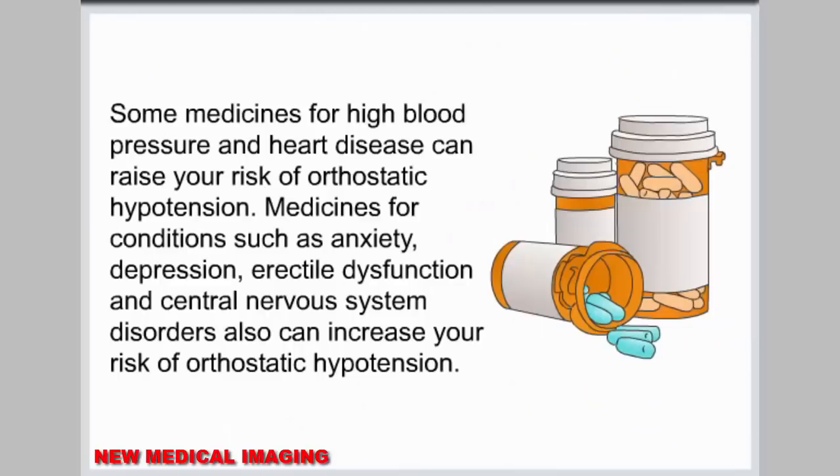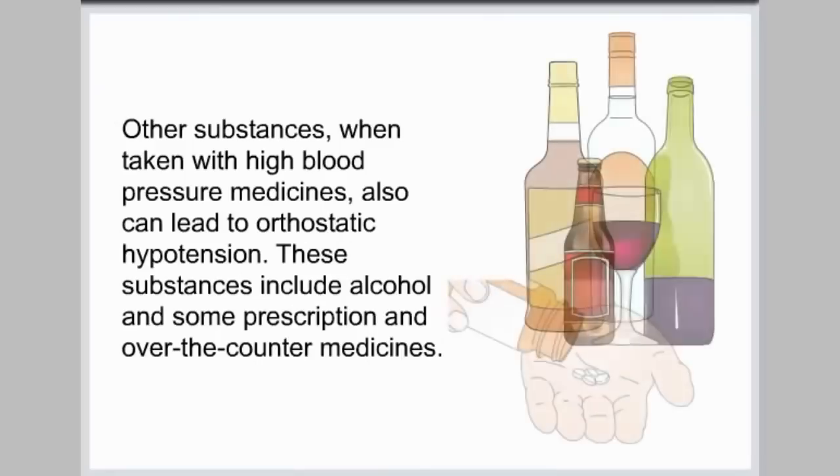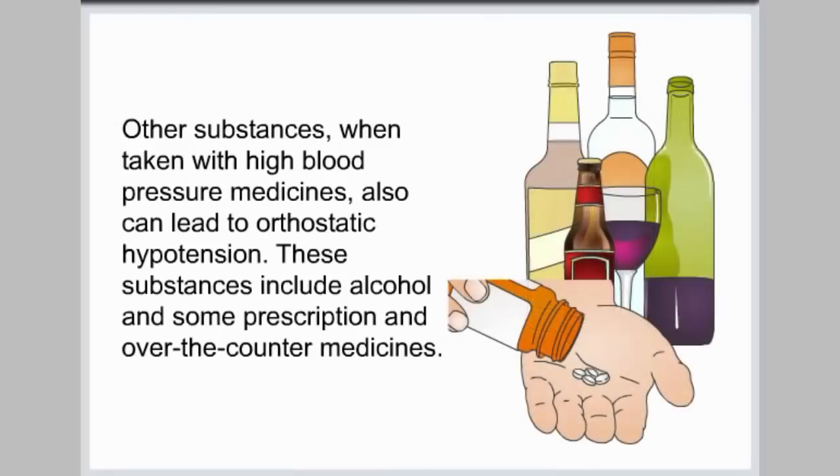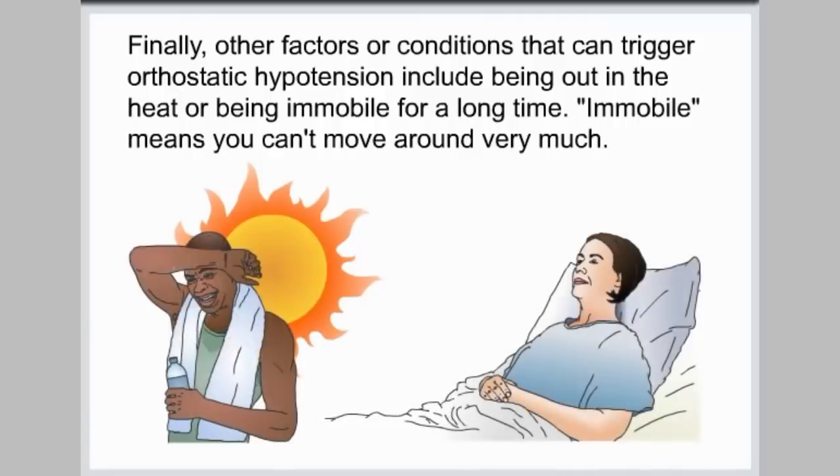Some medicines for high blood pressure and heart disease can raise your risk of orthostatic hypotension. Medicines for conditions such as anxiety, depression, erectile dysfunction, and central nervous system disorders also can increase your risk of orthostatic hypotension. Other substances, when taken with high blood pressure medicines, also can lead to orthostatic hypotension. These substances include alcohol and some prescription and over-the-counter medicines. Finally, other factors or conditions that can trigger orthostatic hypotension include being out in the heat or being immobile for a long time. Immobile means you can't move around very much.